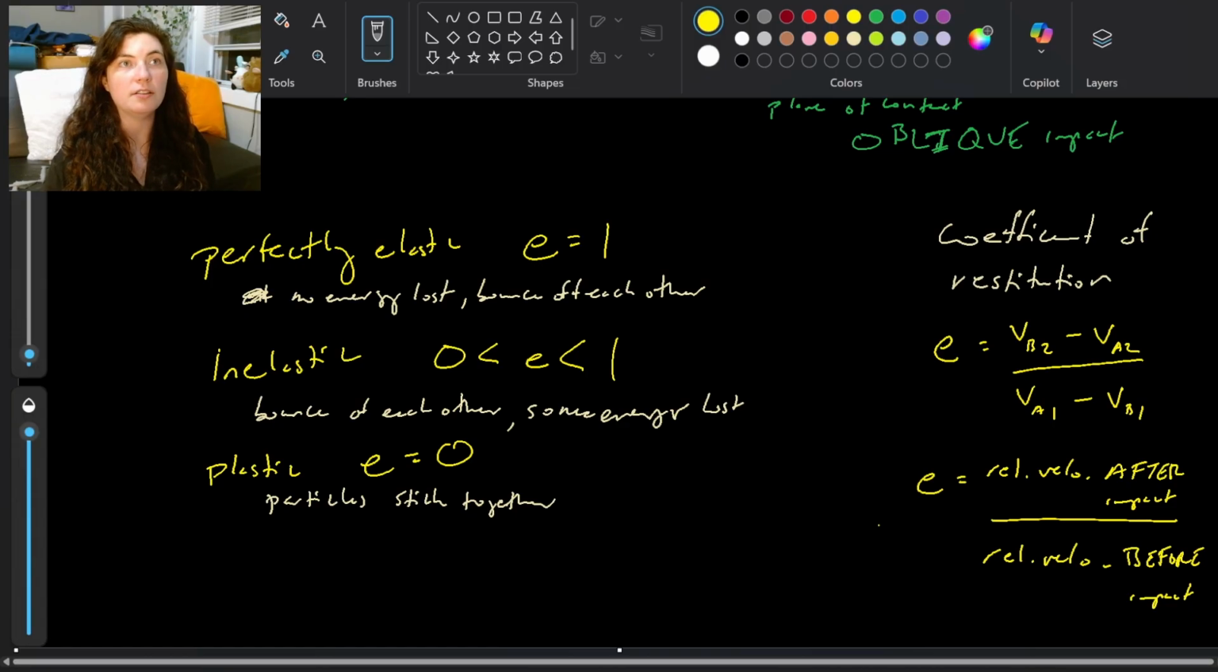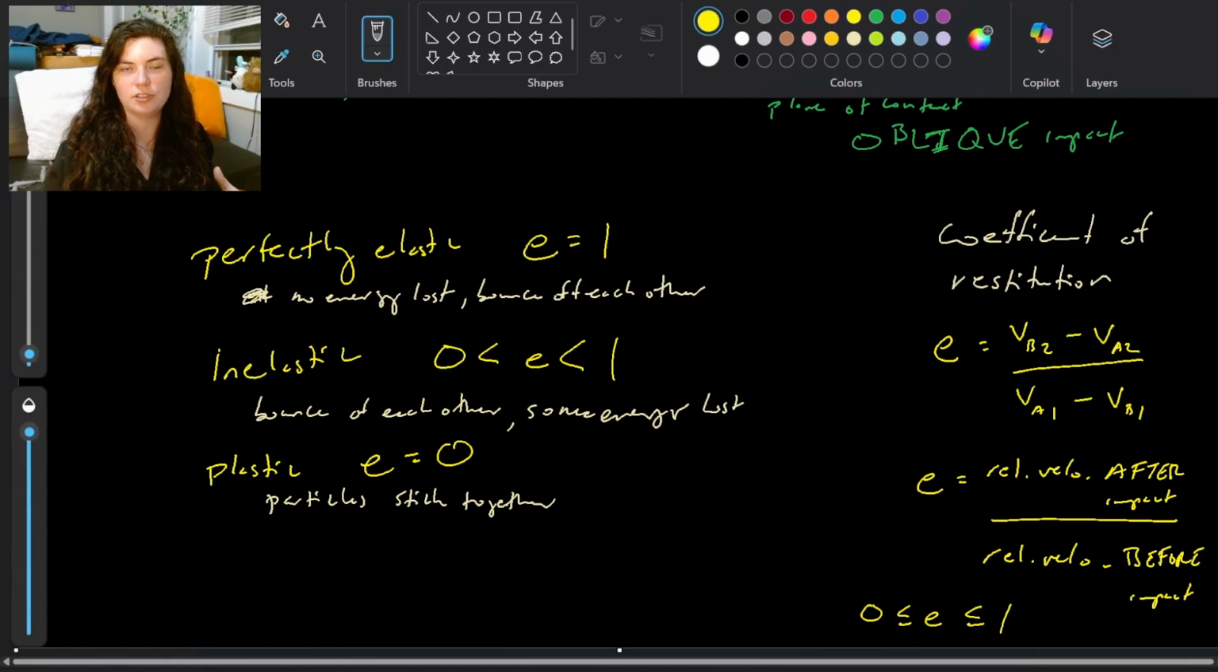And you'll notice for all of these, our E value is always going to be between 0 and 1. It could be 0, it could be 1 in these problems that we work as we're learning what this coefficient of restitution is and how we use it. But it's always going to be in that range. So if you're ever calculating one and you get something outside of that range, it's a pretty good indicator that something has gone a little bit off.